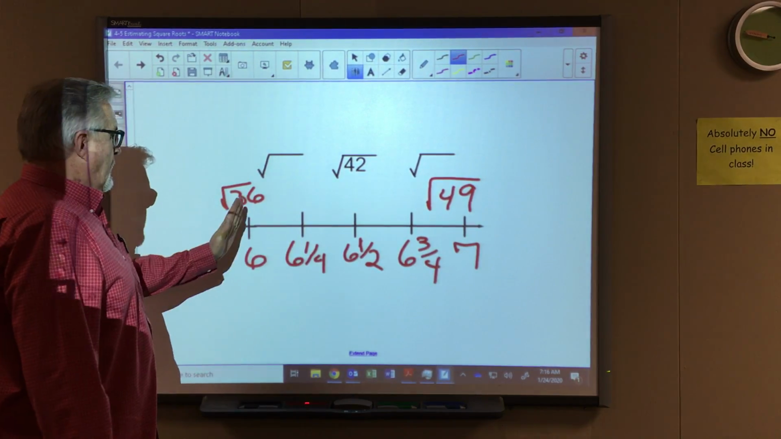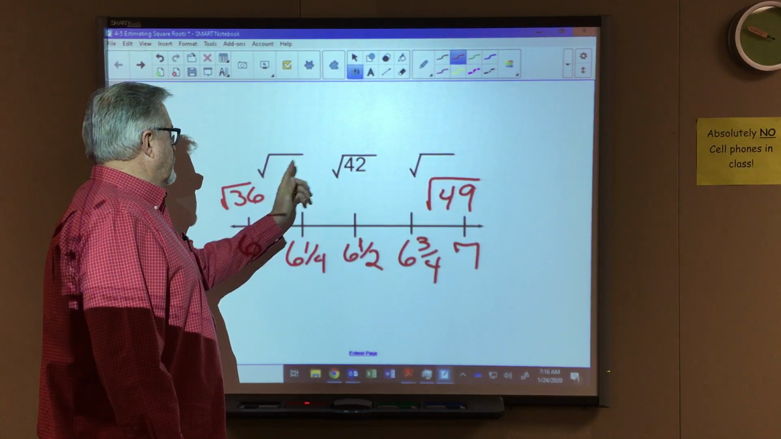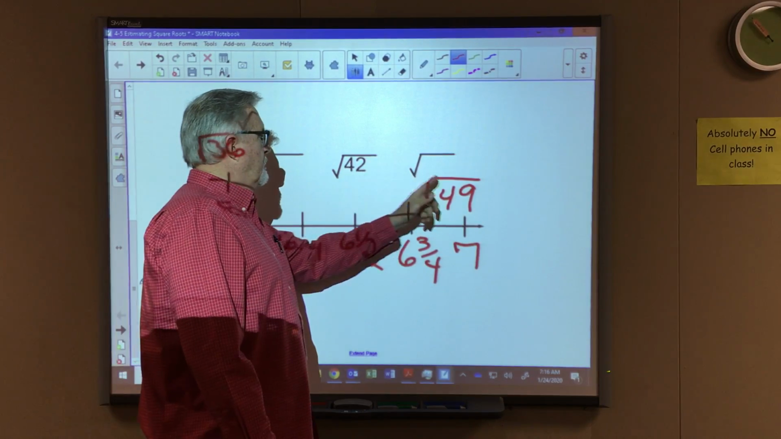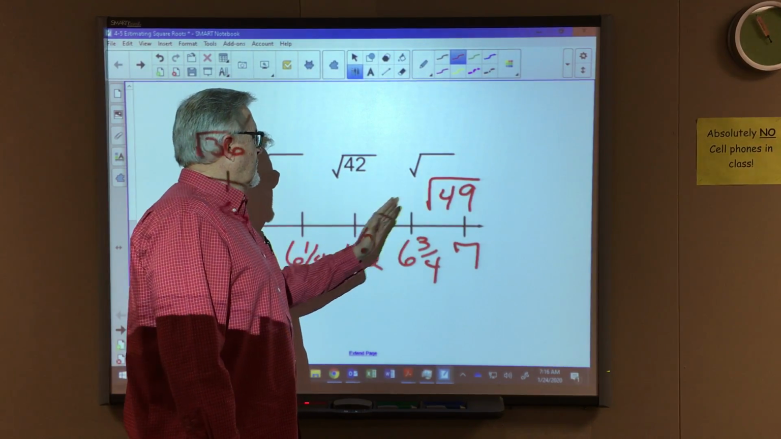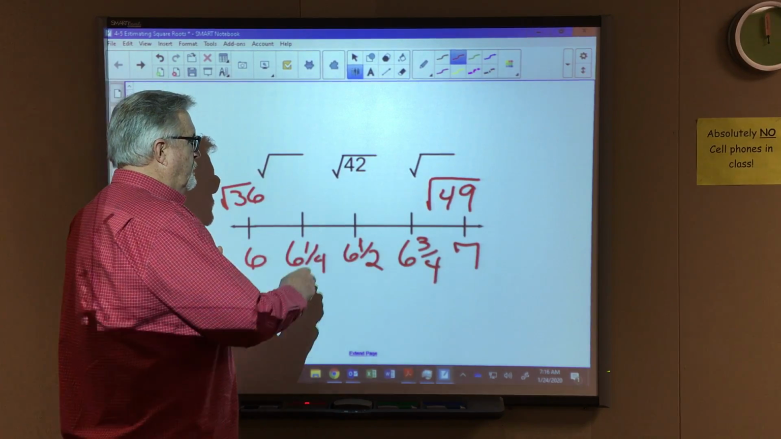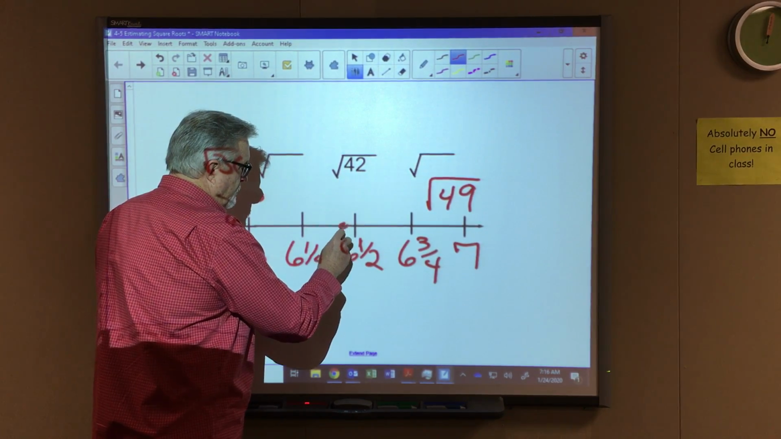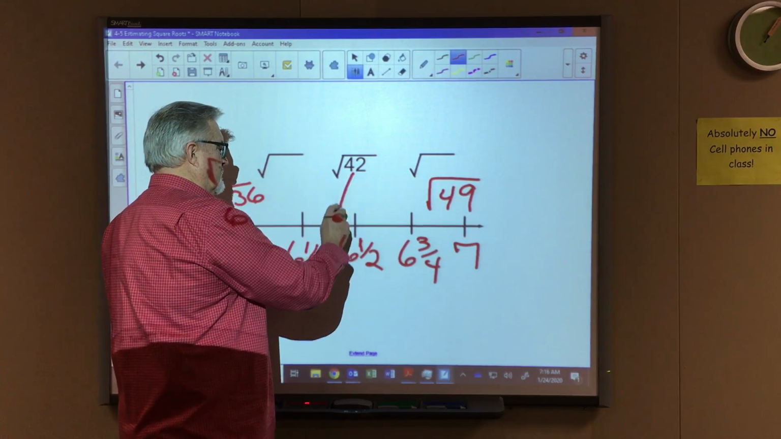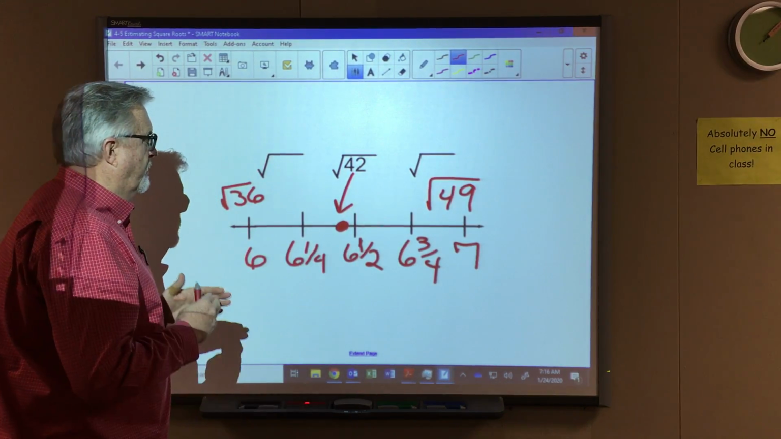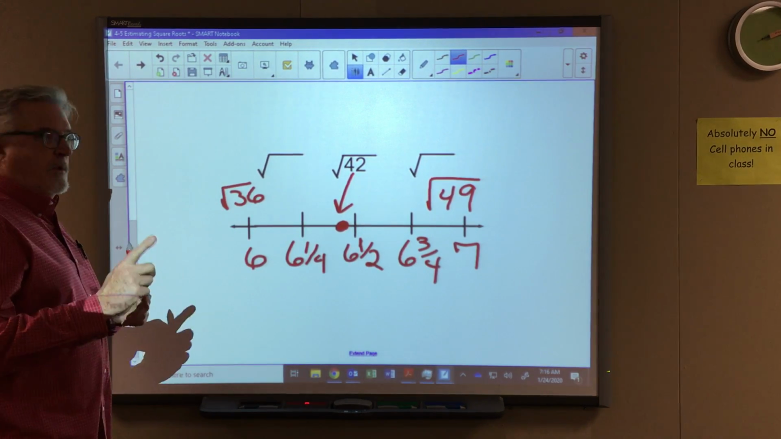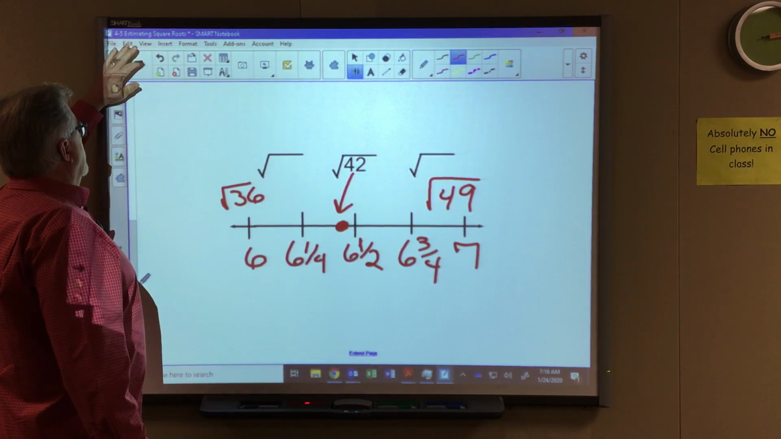Okay? From 36 to 42 was 6. From 42 to 49 was 7. So we're almost halfway, but not quite. So the square root of this number is going to fall real close to the halfway mark, but not quite. Okay, so the square root on a number line is going to fall just about there. Okay, let's do one more example and then you guys can get rolling.